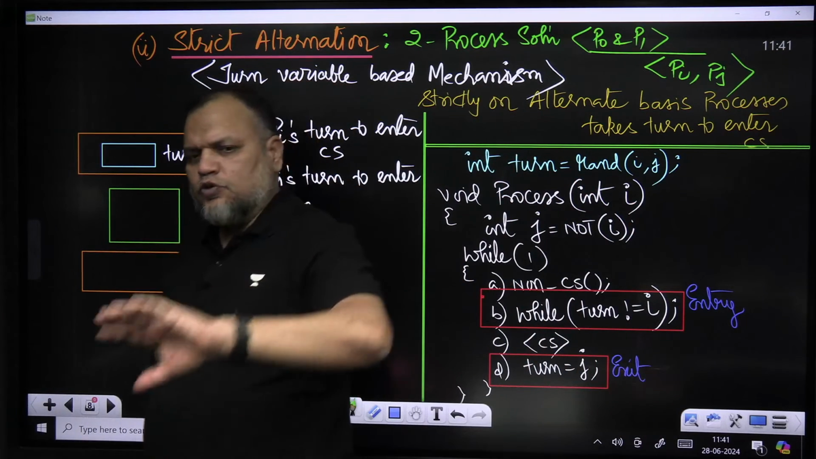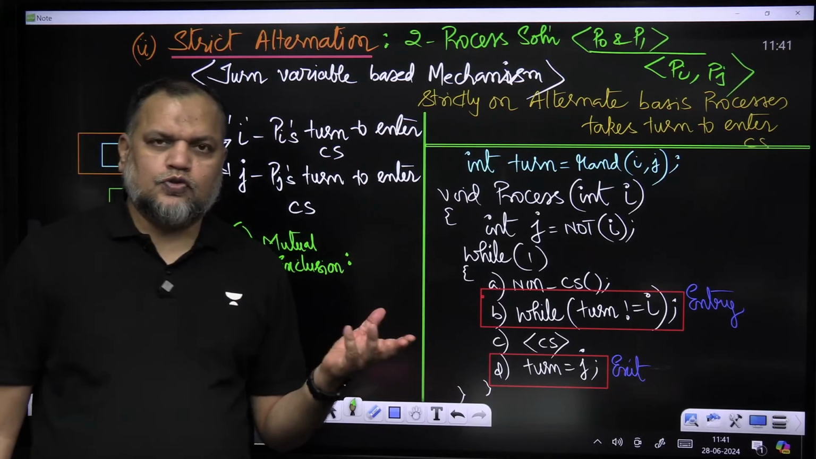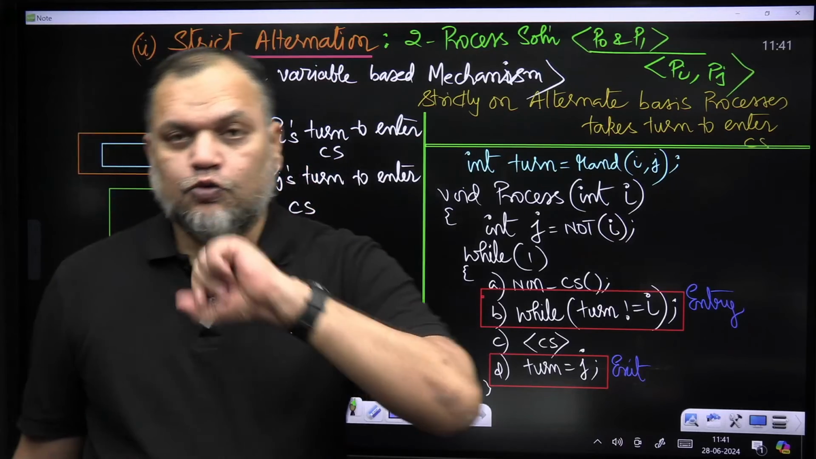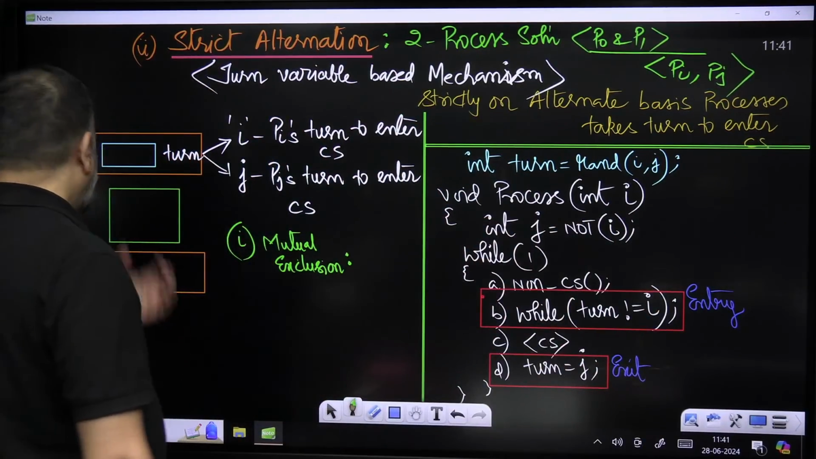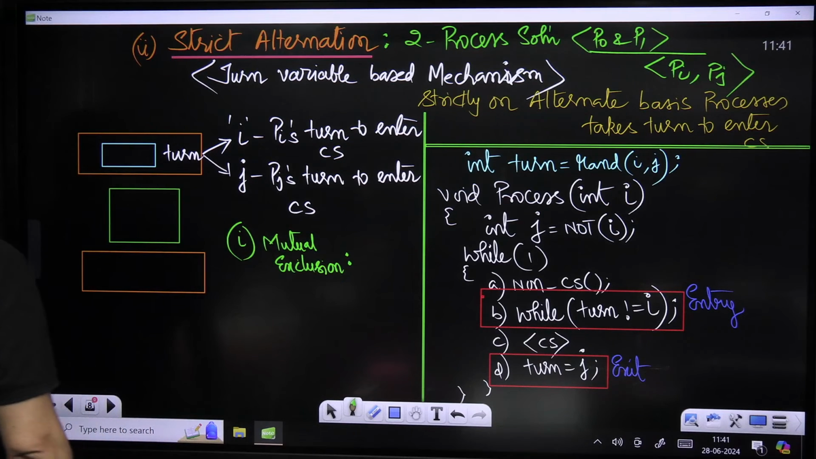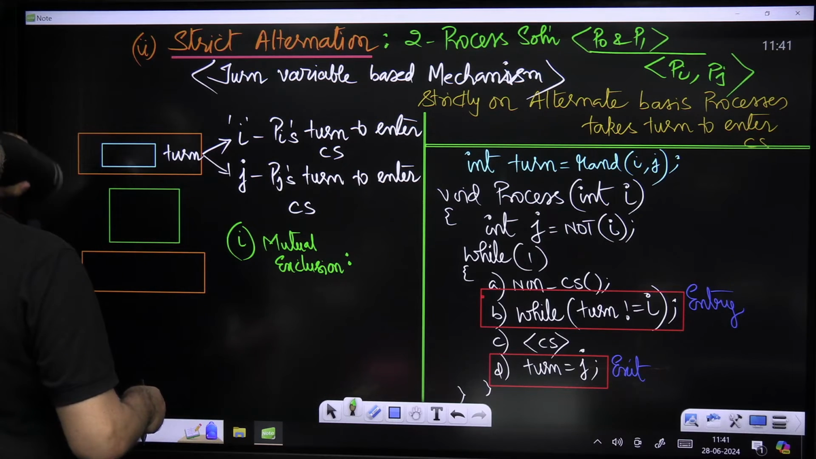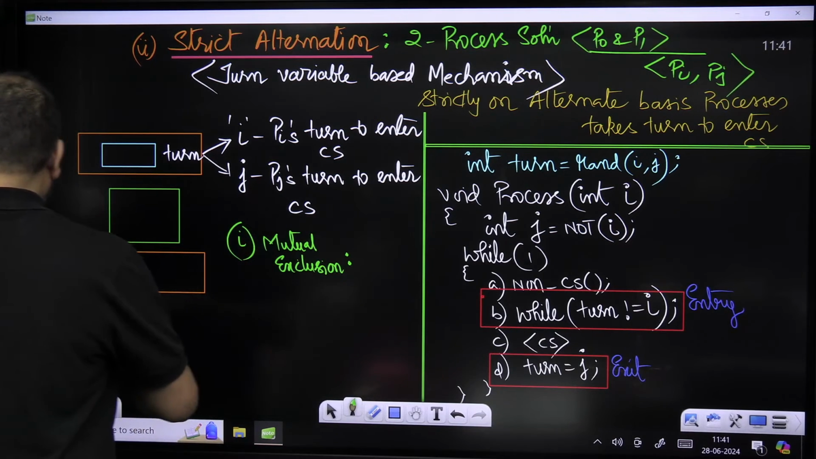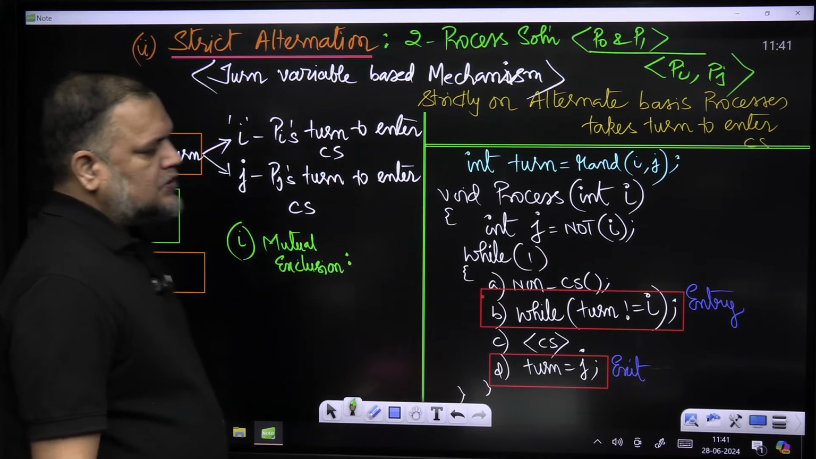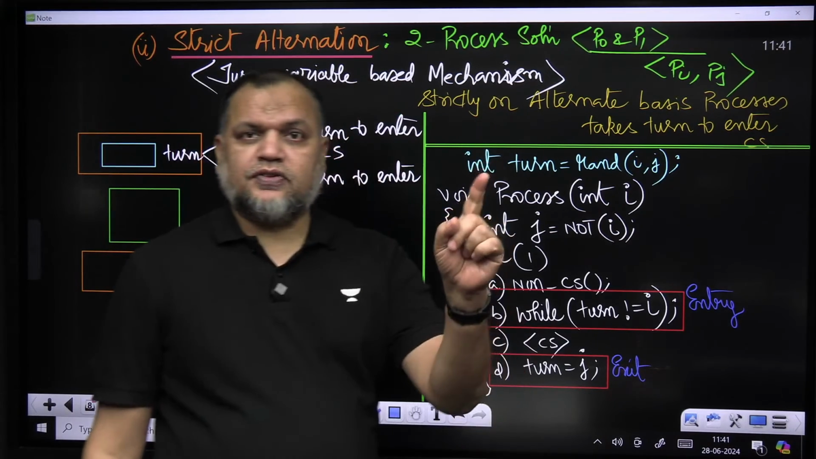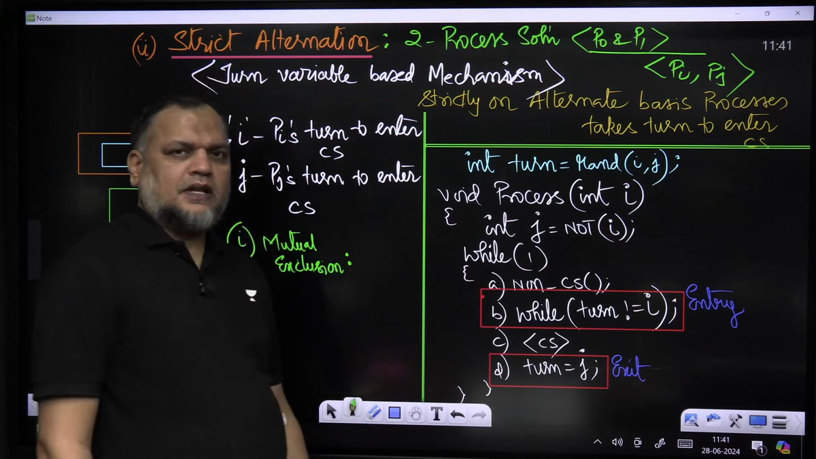Can it happen? If you want to deny or violate mutual exclusion, or if you claim that mutual exclusion is failing here, then you have to prove that both processes can be in the critical section. Can that happen? In any case, whenever preemption is also there, is it possible that both the processes I and J can be in the critical section together at the same time? Can that happen? Think it over and tell me.